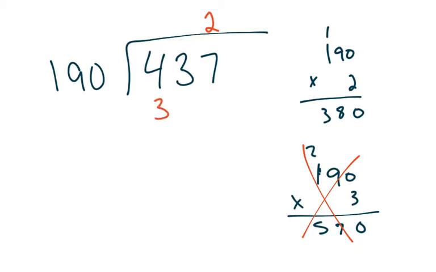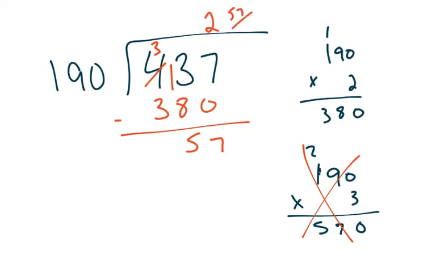Then I carry it down. But I got 380 when I multiplied that. And then I subtract. I'm just following my division rules. 7 minus 0 is 7. Can't take away, so I borrow. 13 minus 8 is 5. So I've got 57 left. What I do next is write my remainder as a fraction, 57 over 190. And this can be simplified.